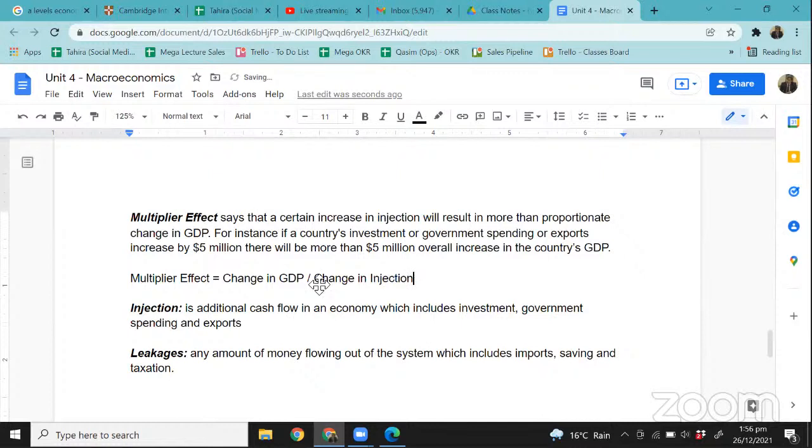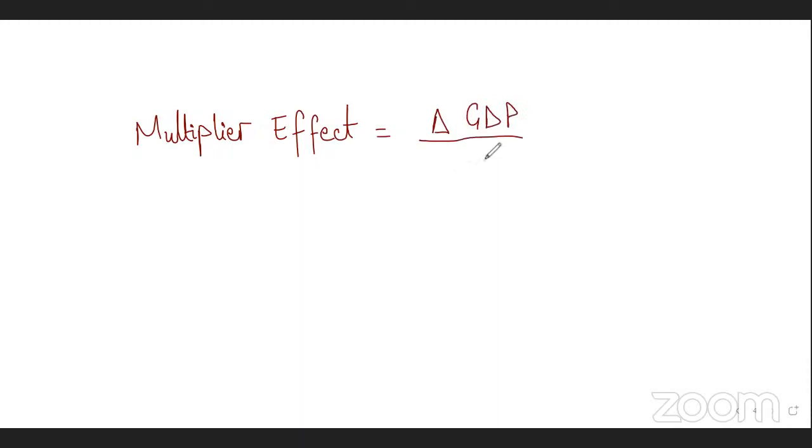Now think about this, the way we write this down, have a look at this. Let me write this down on the whiteboard, right? So the multiplier effect for a country can be calculated as change in GDP divided by change in injection, right? And we know that we write change through this mathematical sign, which is known as delta. So how much is the change in GDP due to change in injection? That is your multiplier effect. Is it making sense? Is it simple? Okay.